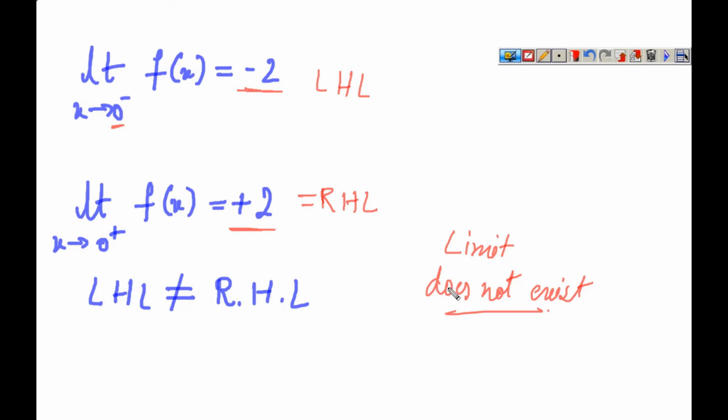For the limit to exist, we actually need the left hand limit to equal the right hand limit. This is the condition that should be followed.